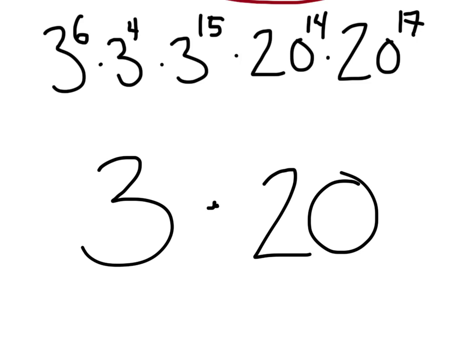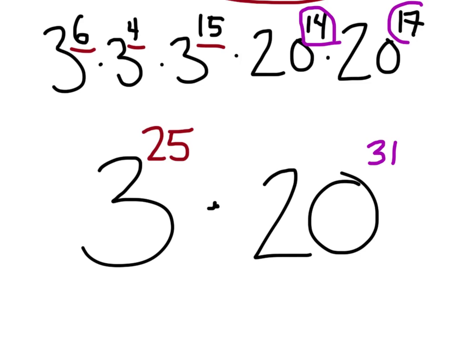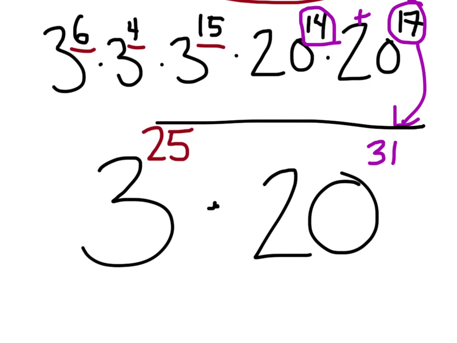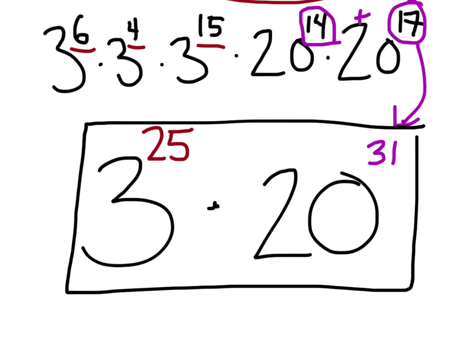So how many 3s would we end up with if we expanded this? We got 6 plus 4 plus 15. 25. All right, how many 20s do we have? 31. You got 14 here, and you got 17 there. 14 plus 17 is 31, okay? As it turns out, this is our final answer.